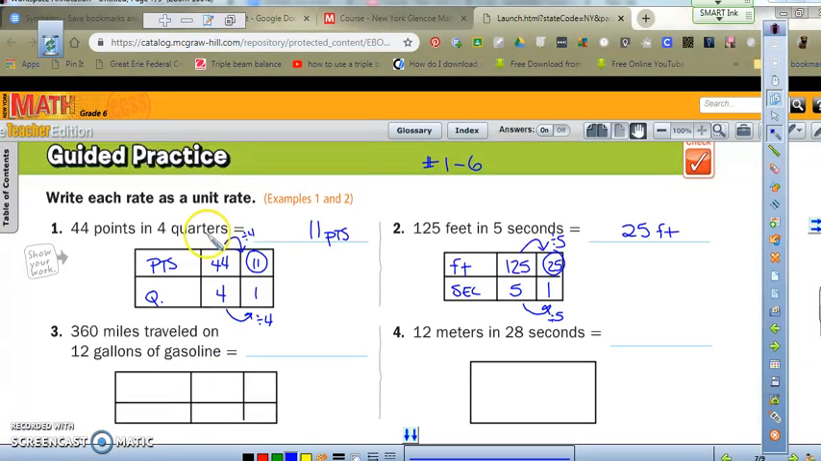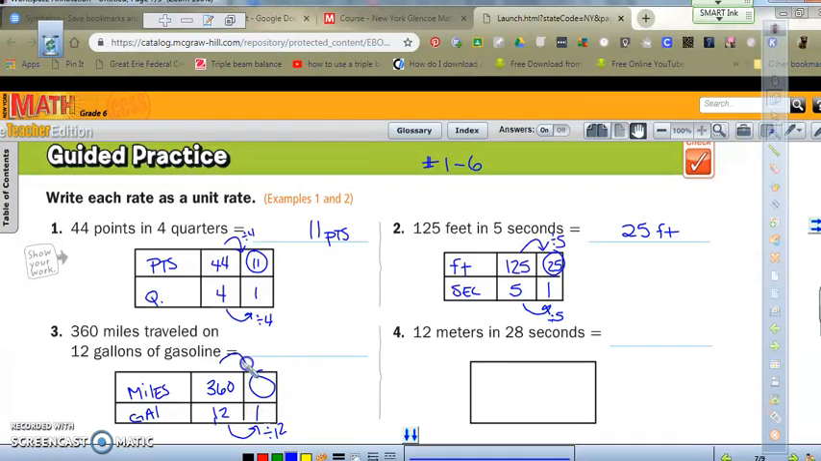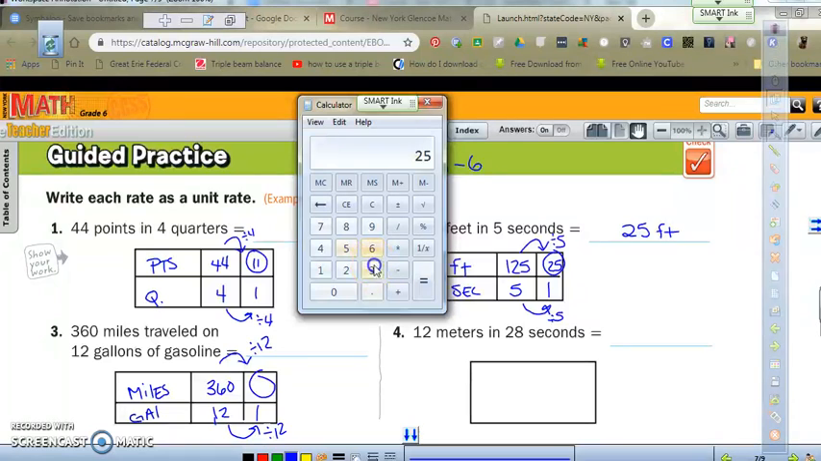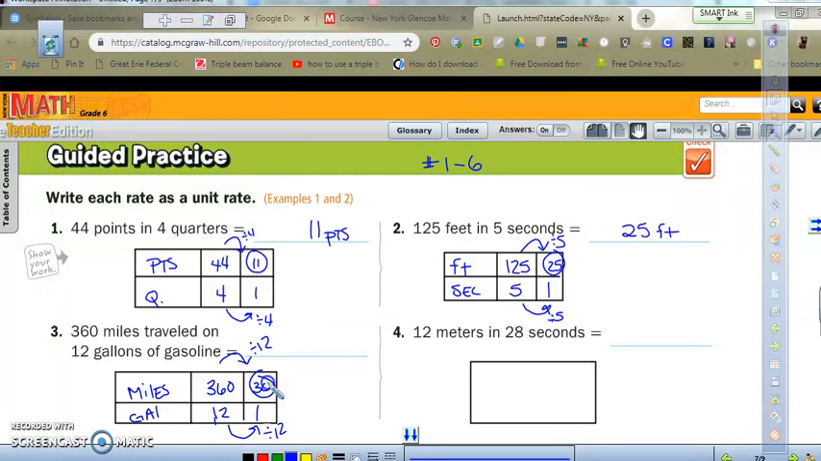Our next one. We're talking about miles, gallons. So 360 miles, 12 gallons. We want a denominator of 1, so we divide by 12. Hopefully we're getting the hang of this, that you always just divide by this bottom number. 360 divided by 12 is 30. So my answer is 30 miles.